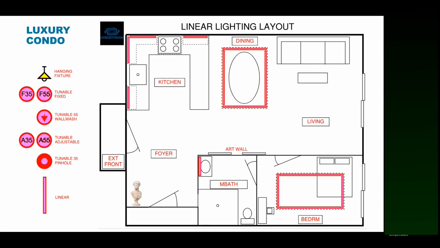Linear lighting is commonplace in areas such as kitchens, under cabinets, tray ceiling coves, and vanities, to name a few. As of this recording, there is not a DMXC solution available, but until that time comes, linear lighting of the non-tunable variety could be deployed on your projects.